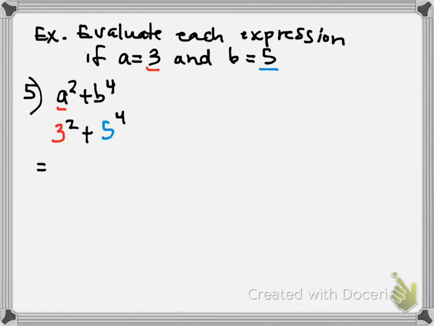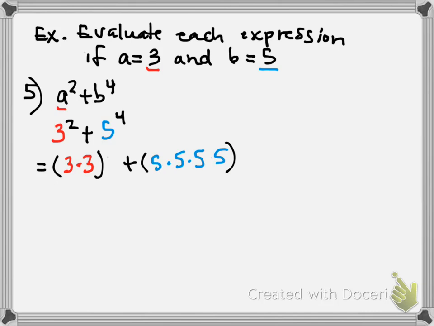Then I'm going to describe what these mean. So 3 squared is 3 times 3. Now you should already know what that answer is. And 5 to the 4th means 5 times 5 times 5 times 5. Oh, sorry. I don't need that squared over there. I already showed what it meant. So I just have 3 times 3 plus 5 times 5 times 5 times 5.